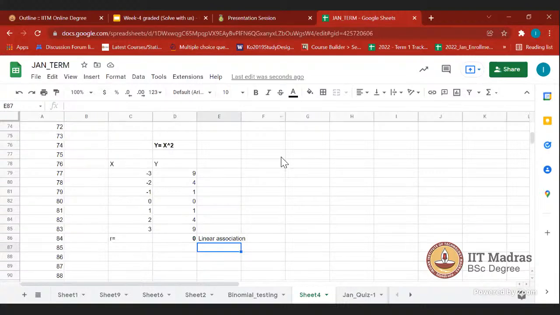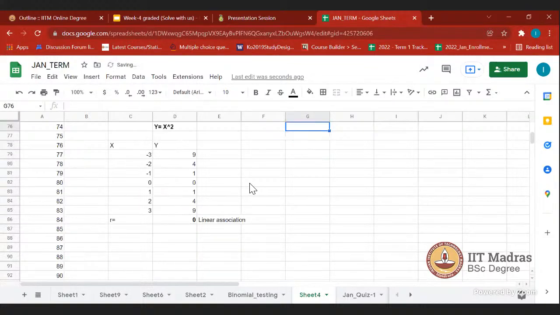Sir, I got confused. When you say y is related to x, we get the x value -3, then y value 9, like that. So when you say they are linearly associated, what exactly does it mean, sir? A linear association means they are related in some linear equation sense. Let's say y equal to x, or y equal to 2x plus 3, some linear relation, right?